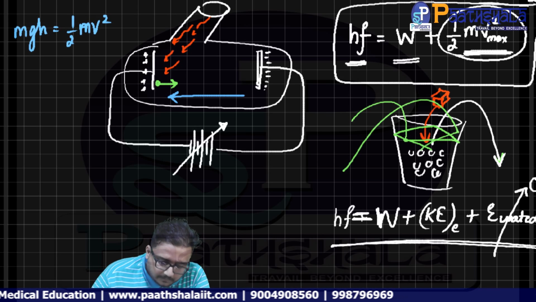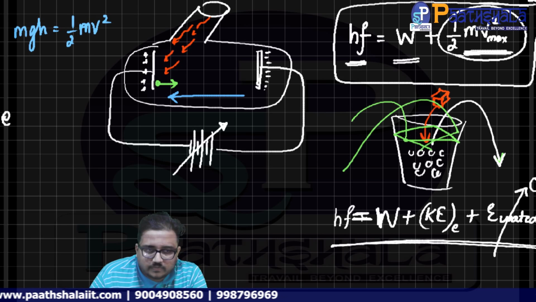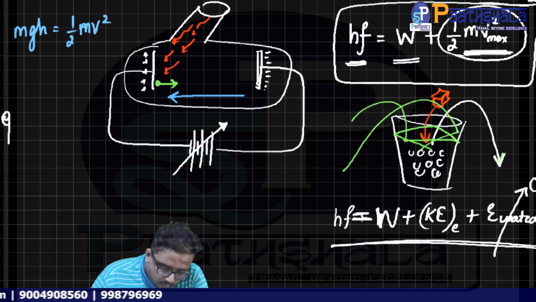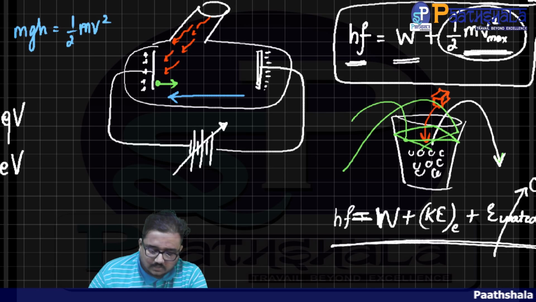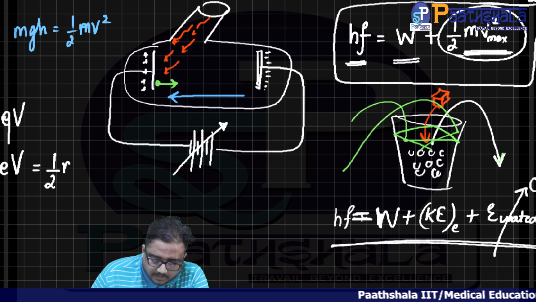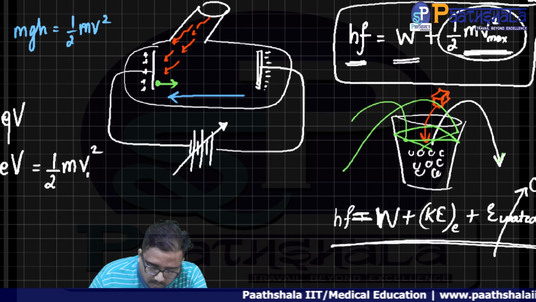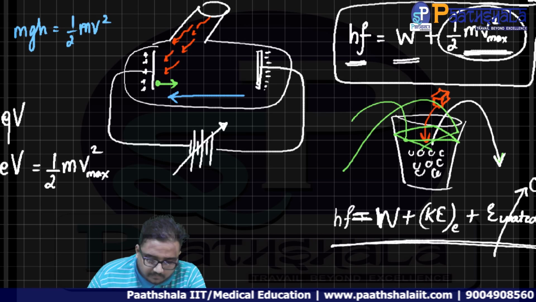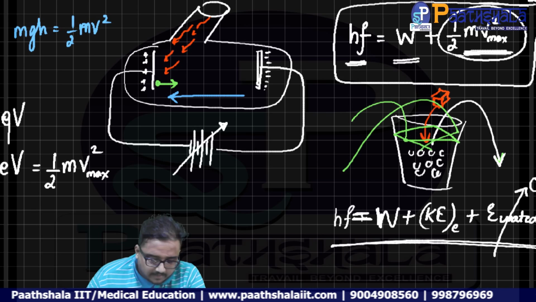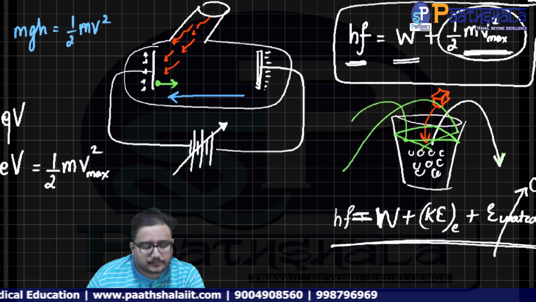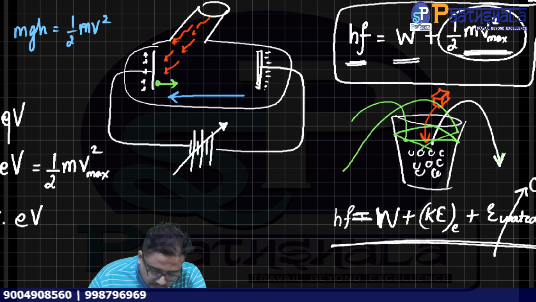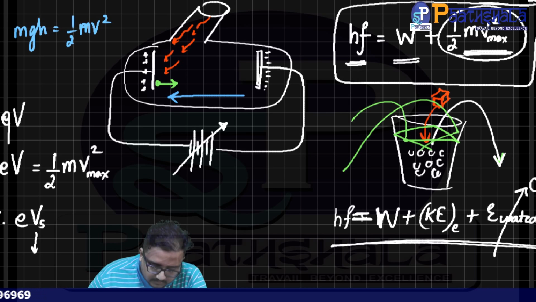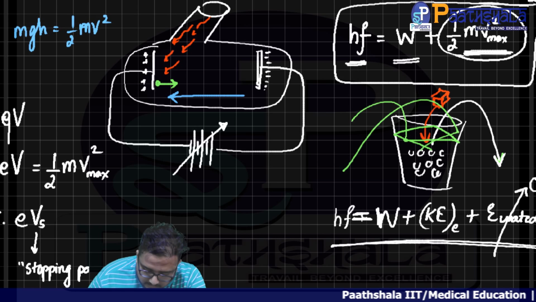Similarly, in this case, the energy of the electron in an electric field is given as QV, Q being the electric charge and V being the potential. So this is equal to half m v square, and since we are talking about the maximum velocity, this is half m v max square. So E times V is equal to half m v max square. This V is called Vs, named the stopping potential.